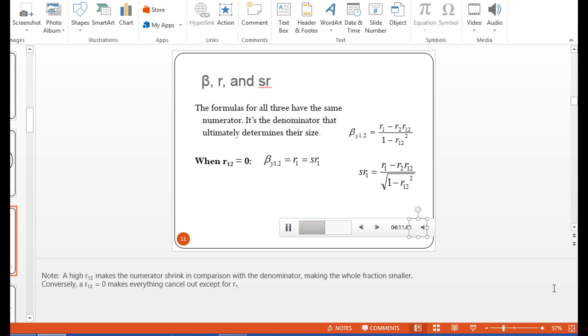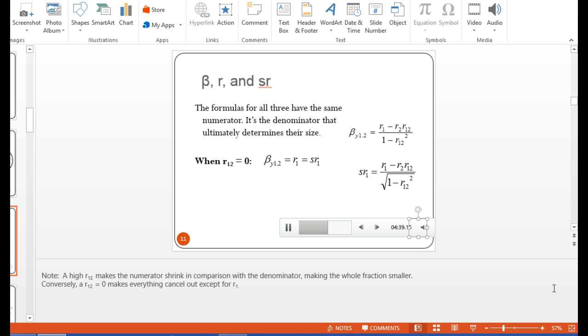And there we have our mathematical proof that when R12 is 0, our beta and our bivariate are the same. And we saw that in the Venn diagram as well visually the other day. So go back to that and tease apart the two predictors, make sure they don't correlate, and just notice that this is the case.